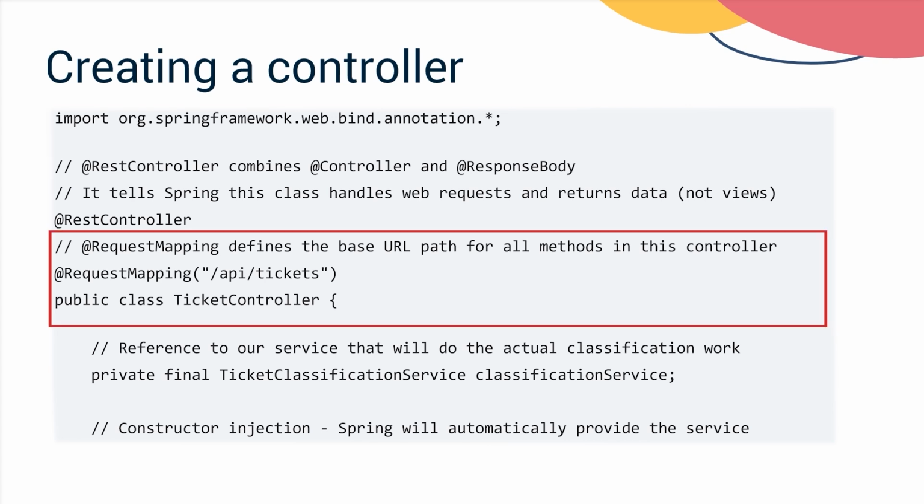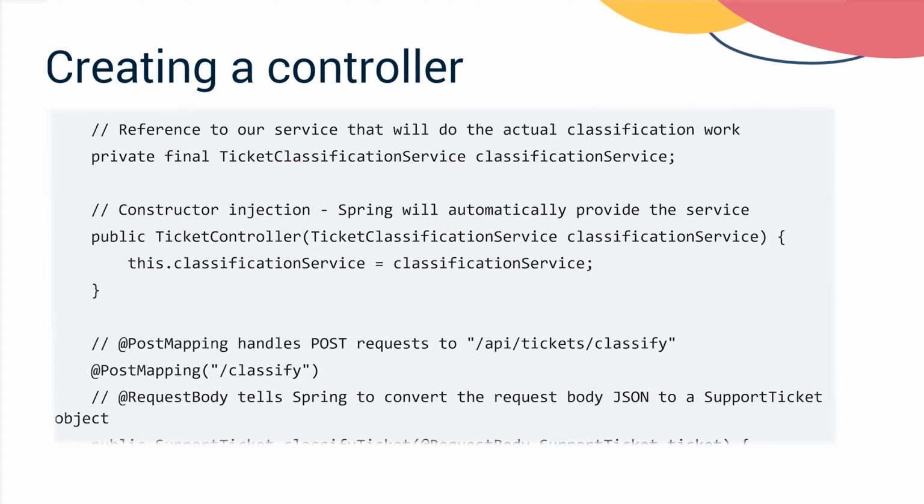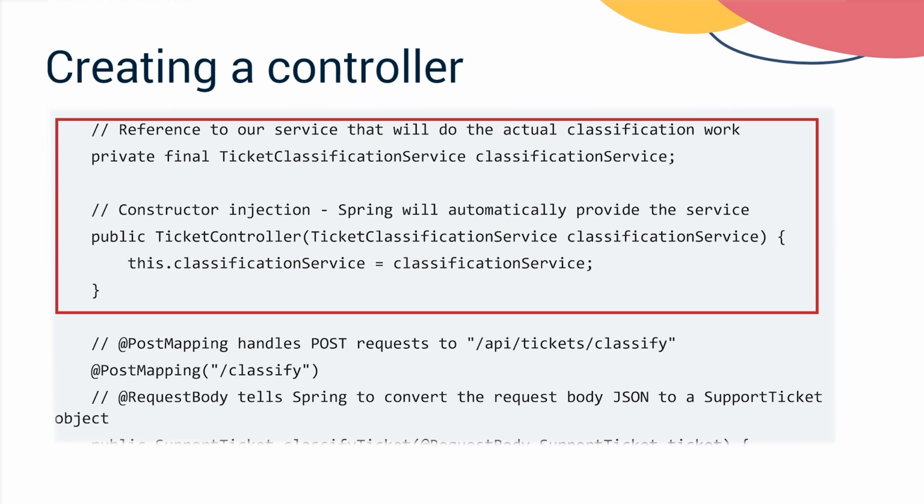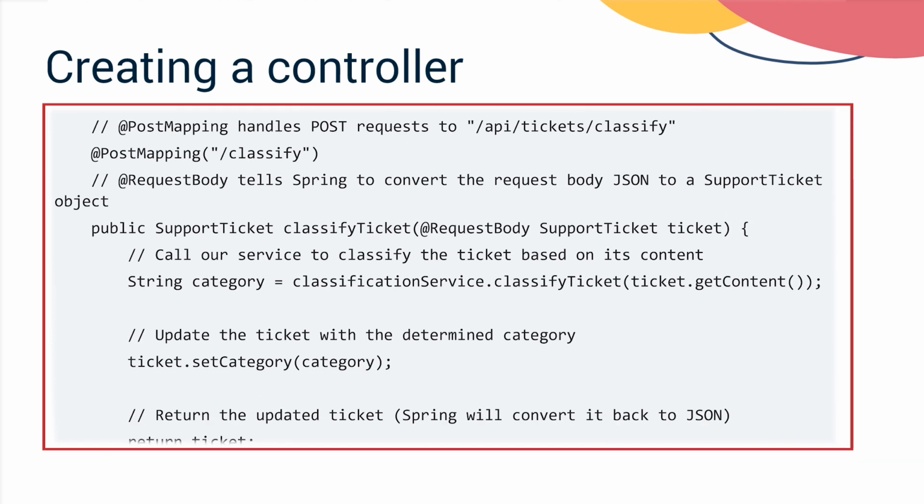The @RequestMapping /api/tickets defines the base URL path for all methods in this controller. Inject the ticket classification service through the constructor. The classifyTicket method is mapped to handle POST requests to /api/tickets/classify. It takes a support ticket object from the request body.